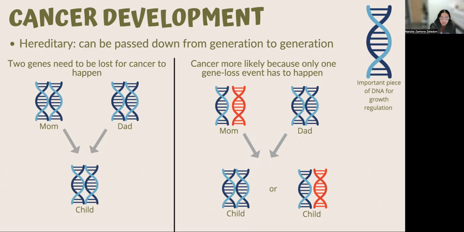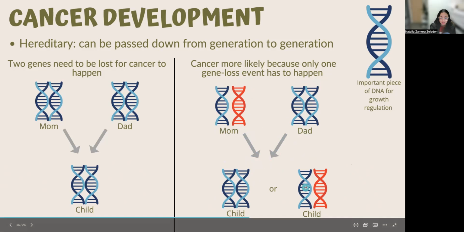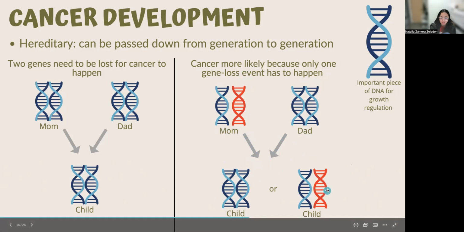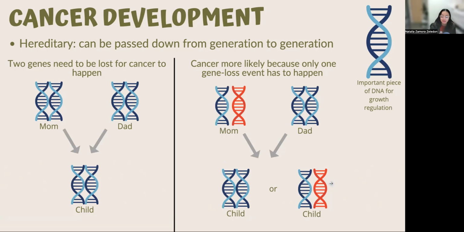So if something ends up happening in the child's life that causes their one working gene to be lost or mutated, then they have no working genes anymore that can provide the proper instructions for cells, and that is when cancer cells can begin to develop. So again, this person was not born with cancer. They were born with a higher chance to develop cancer.